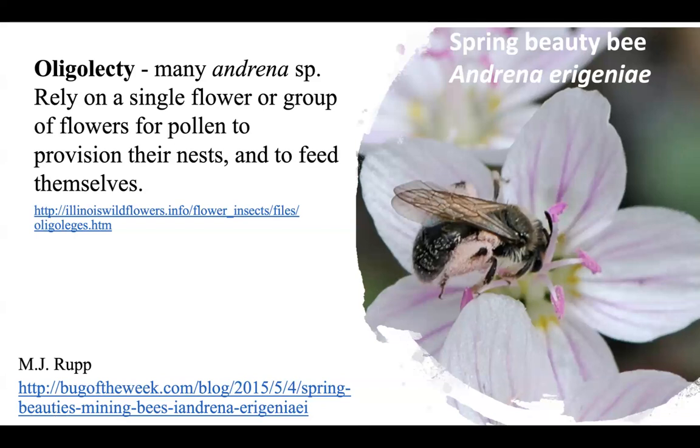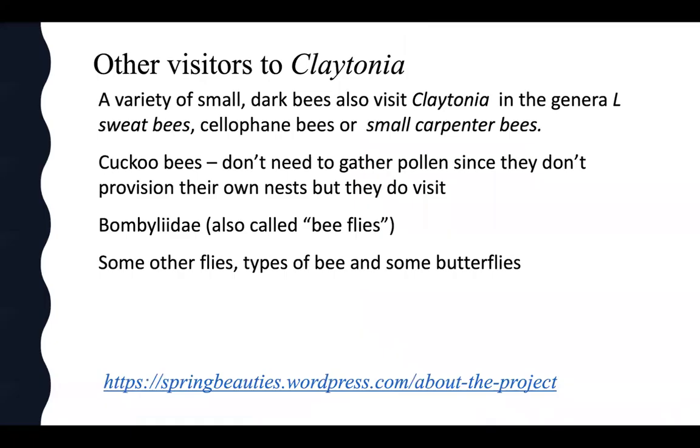And spring beauty or Claytonia, research has shown, is visited by the most diversity of pollinators. So you have lots of small dark bees, cuckoo bees. They visit, they don't need to gather the pollen. I guess they just eat the pollen, but they visit. Bee flies visit, and then some other types of bees and some butterflies. So lots and lots of visitors to Claytonia. So if you can plant anything in a woodland garden, plant spring beauty for pollinators. It's a good choice.